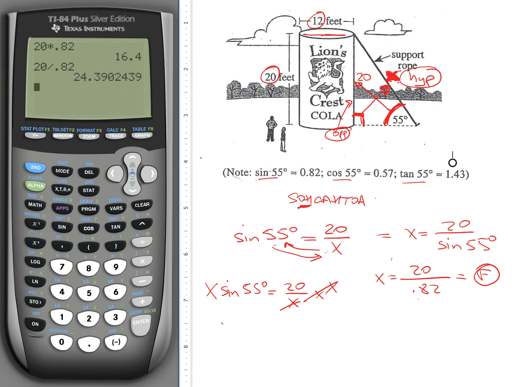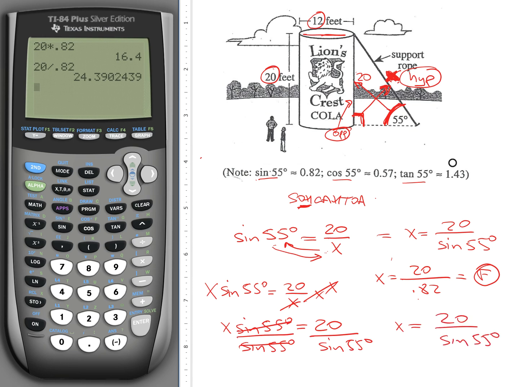so we'd get x sine 55 degrees equals 20, and then x is multiplied by sine 55 degrees here, so to get x on its own we have to divide by sine 55 degrees, and that would go and that would go, and we'd end up with the same thing, x equals 20 over sine 55 degrees. But if you get to here and you recognize this, then a quick way to do it is you just flip them, and that will get you the same answer. So there is answer choice F.